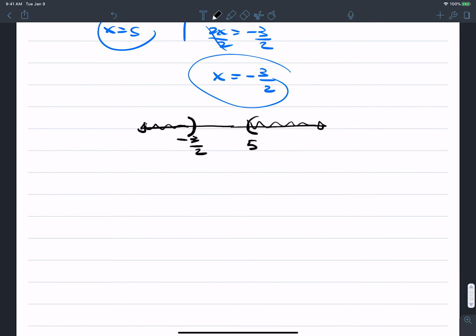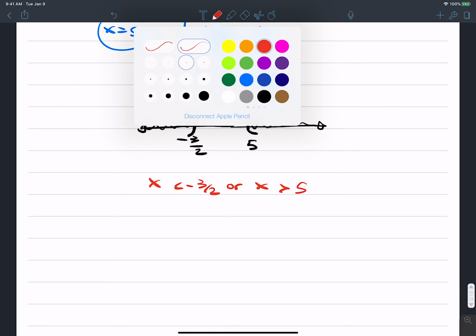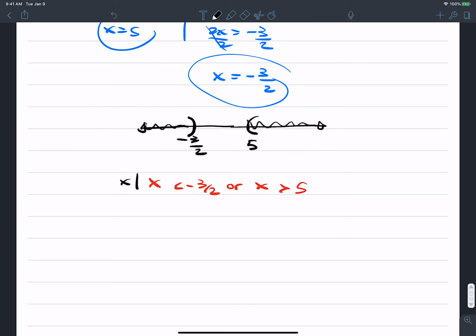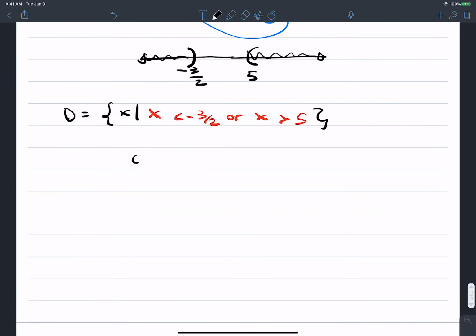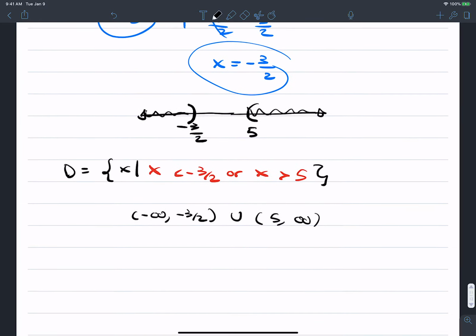So these are numbers here that are in my domain. Let's describe them as sets here. Numbers to the left of negative 3 halves, numbers to the right of 5. This is OR, set of all x, such that this is my domain here. If you want interval notation, negative infinity up to negative 3 halves, union 5 up to infinity. So here's my interval notation.